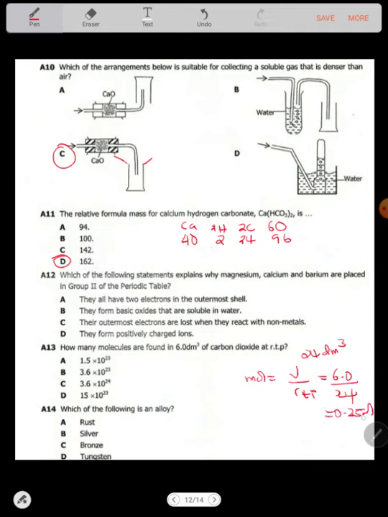These are the number of moles that we found, 0.25. That's how we find the number of moles in terms of volume, by the way. Then we know that 1 mole of any gas contains 6.02 times 10 to the power 23 molecules. What we have here is 0.25 moles.